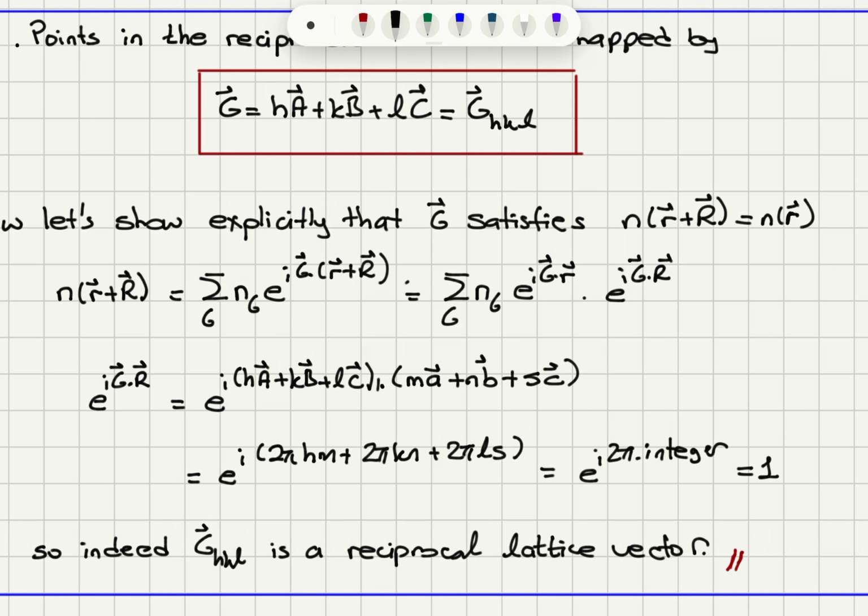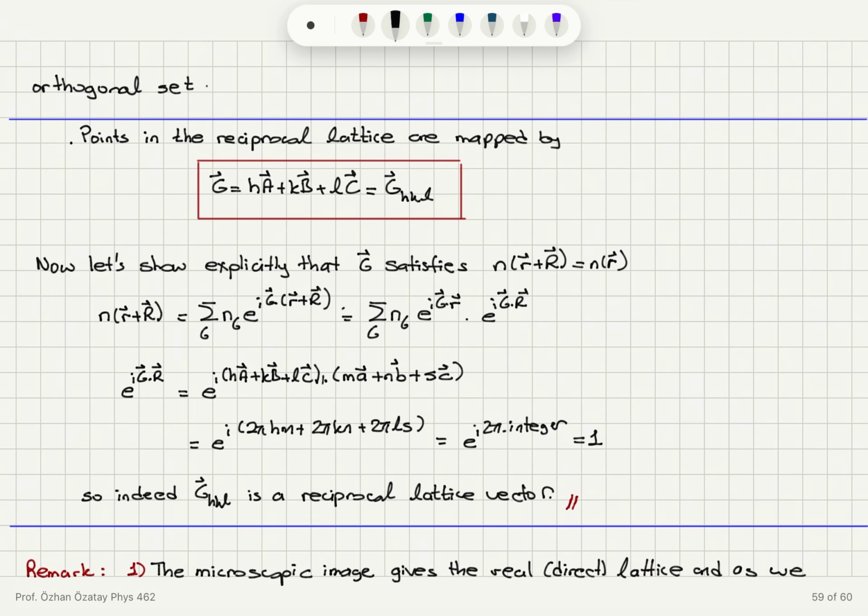It is e to the i (HA plus KB plus LC) dot product with (ma plus nb plus sc). So these are all integers. So dot product of capital A with lowercase a gives me 2 pi. So 2 pi HM, then I will have 2 pi KN, 2 pi LS, which will be e to the i 2 pi times an integer. So that's equal to 1. So indeed, G_HKL is a reciprocal lattice vector.